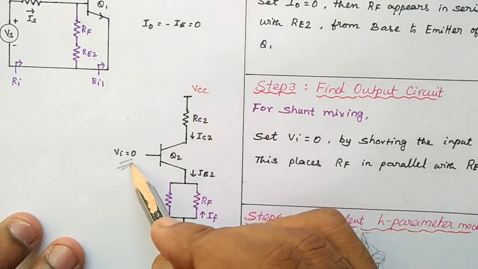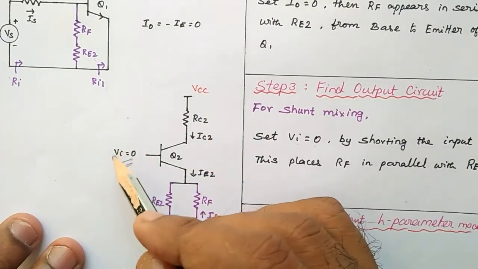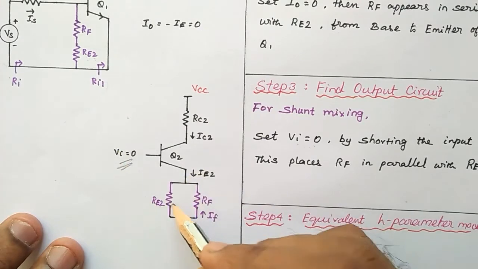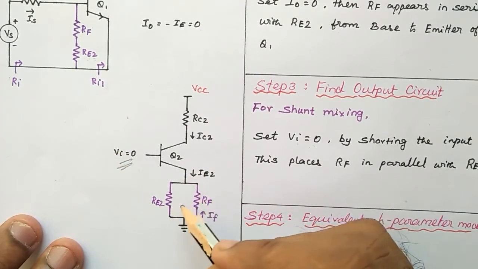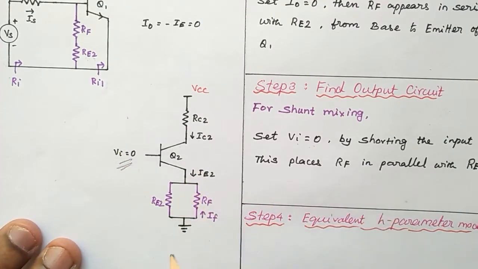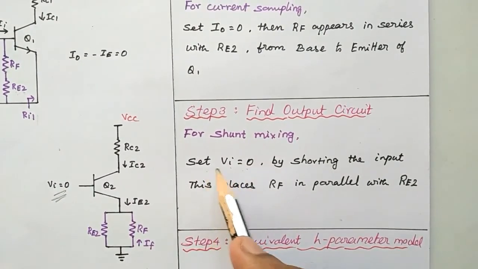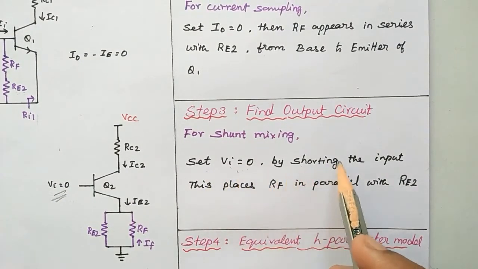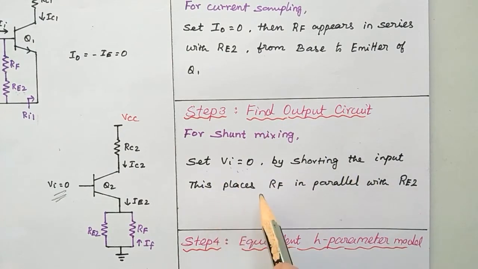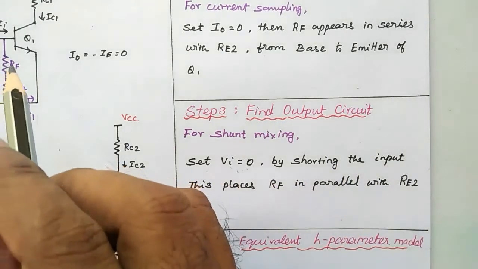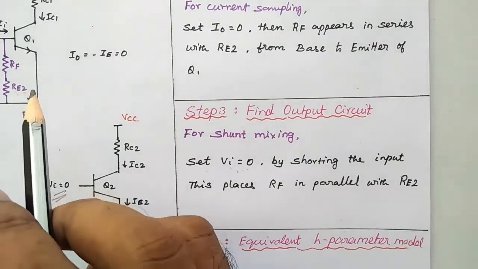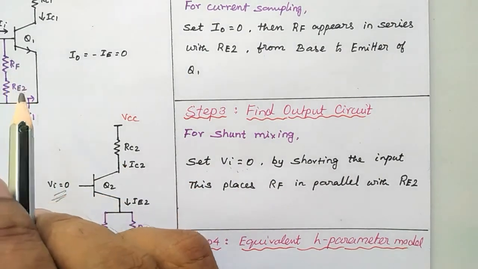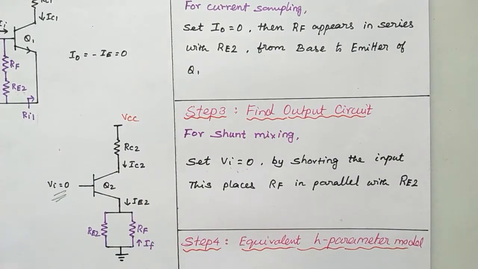So Vi is made 0. That means all the things are grounded here. So RE2 and RF become a parallel resistor network in the output side. Okay, so here what we do, we set Vi equal to 0, and by shorting the input, this RF is placed in parallel with the RE2. Okay, so now we have designed in step 2 the input circuit, and in step 3 the output circuit.